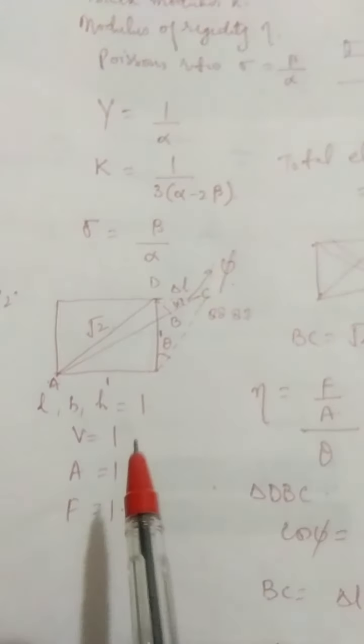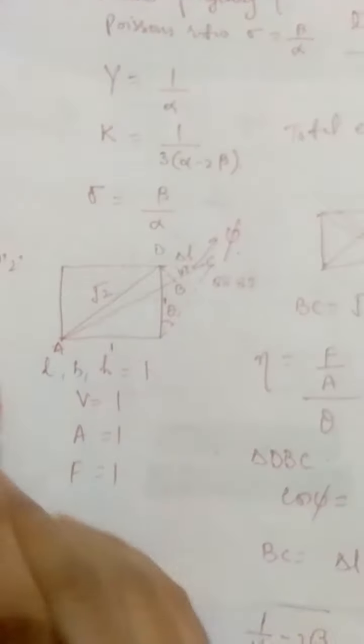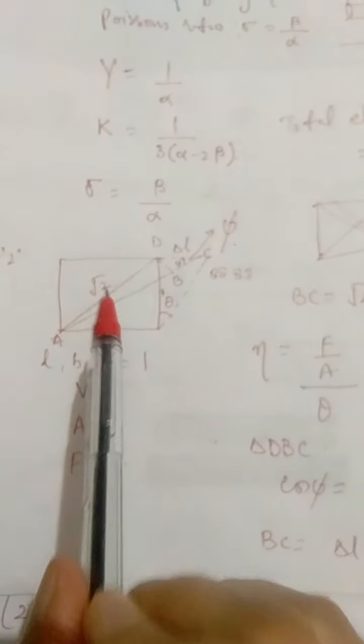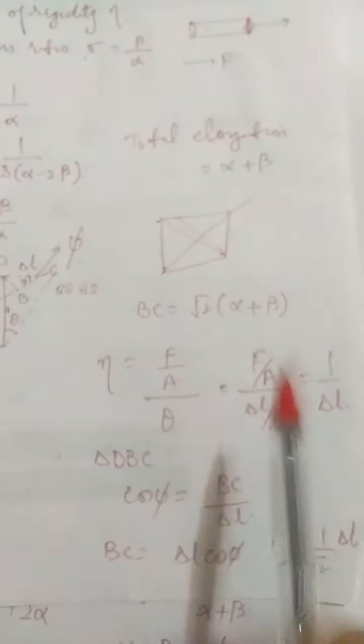Today we tried to establish the relation between neta and beta and alpha. That is, we tried to express neta in terms of beta and alpha by a very simple assumption. We chose a face of the cube whose all parameters are unity, so whose diagonal is root 2. Then it elongated. Then we followed this kind of discussion that total elongation is alpha plus beta. So elongation along the diagonal is root 2 times alpha plus beta.